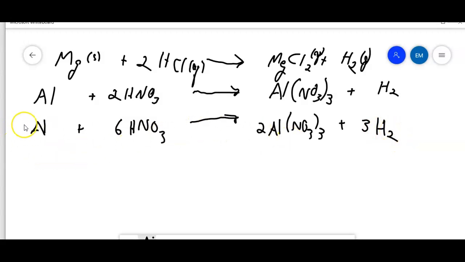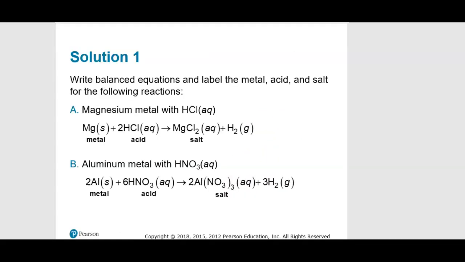And all we have left to balance is the aluminum. So we've got 2 aluminums, 6 hydrogens there, 3 times 2 is 6 hydrogens there. We have 6 nitrates, and 2 times 3 is 6 nitrates. It looks like we're good. It looks like we're balanced. So sometimes you're going to need to balance these reactions. And you see 2, 6, 2, and 3, and that's the way it works.